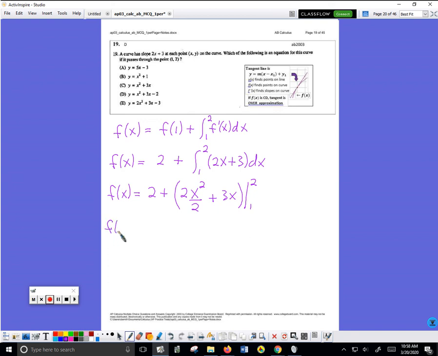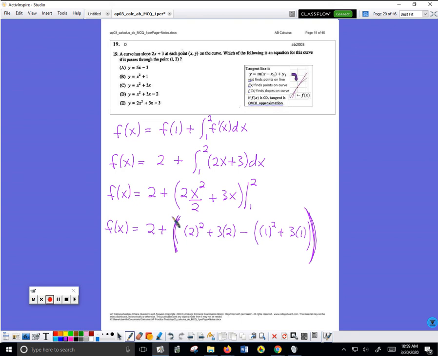So now I know that f of x must equal 2 plus, this will become just x squared, but I have to plug in the values. So plug in 2 squared plus 3 times 2, subtract, because I'm going to be subtracting two terms, I need another parenthesis. Plug in the 1. And then another parenthesis here, although these parentheses really weren't needed because I'm adding. So those two parentheses aren't really needed.